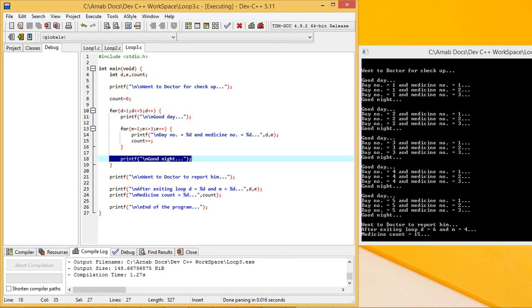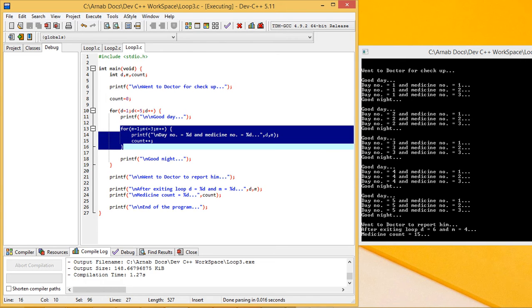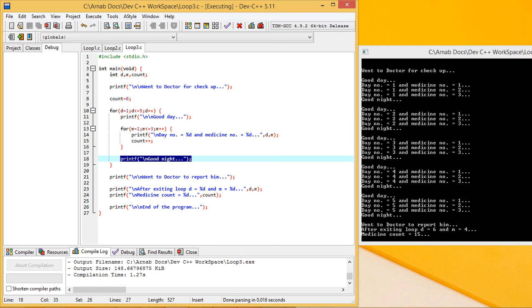Similarly for good night, it is inside of the outer for loop and outside of the inner for loop. So that's why this good night should get executed for 5 number of times. You can find first time, second time, third, fourth and fifth time good night has got printed.